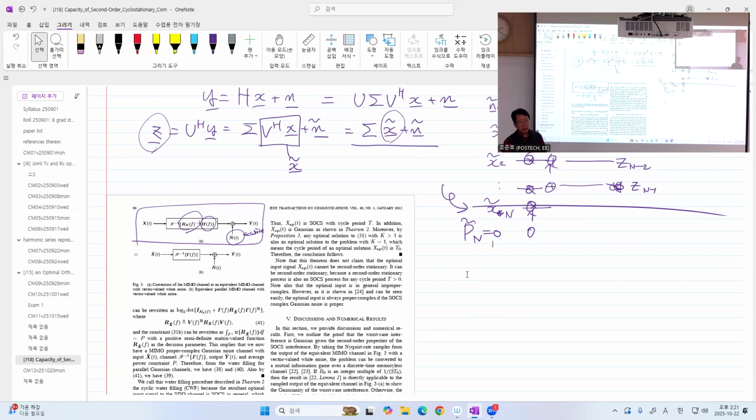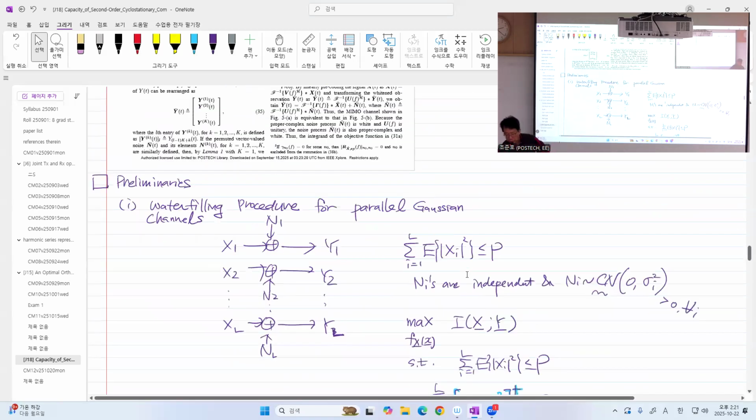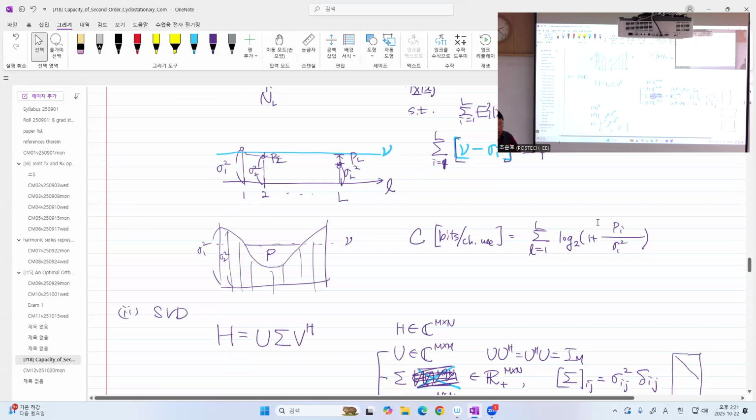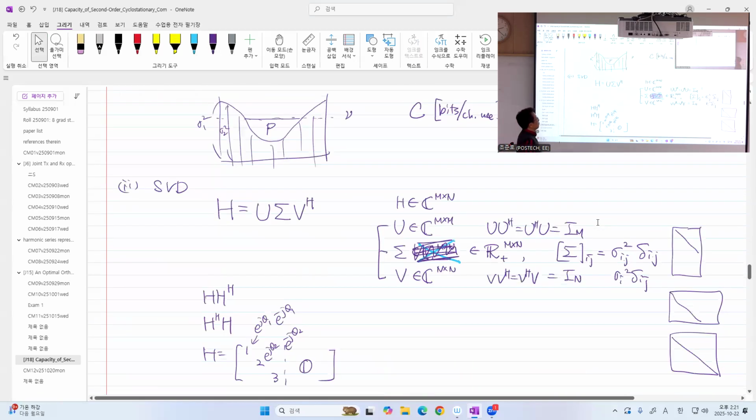So anyway, to fully understand the preliminaries, you need to understand water filling for parallel Gaussian channels and its extension to frequency selective channels, continuous time channels, which will give you how to water fill in the frequency domain. And again, you need singular value decomposition.